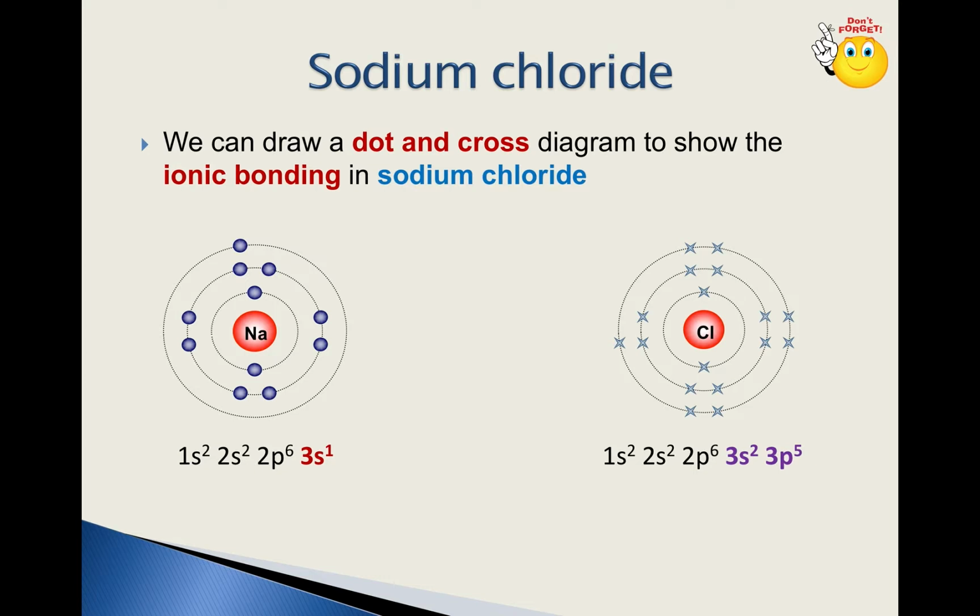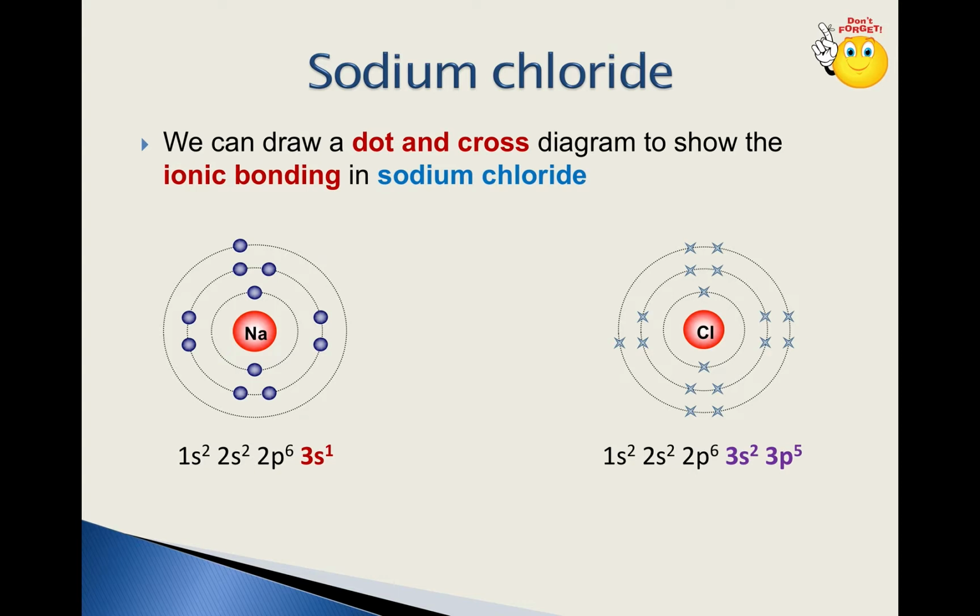So in terms of sodium, sodium being in group 1 has 1 outer electron, and chlorine being group 7 has 7 outer electrons. Chlorine needs 1 more electron if we look at these diagrams to become stable, and therefore sodium also needs to lose 1 electron to become stable. It can get a complete outer shell.